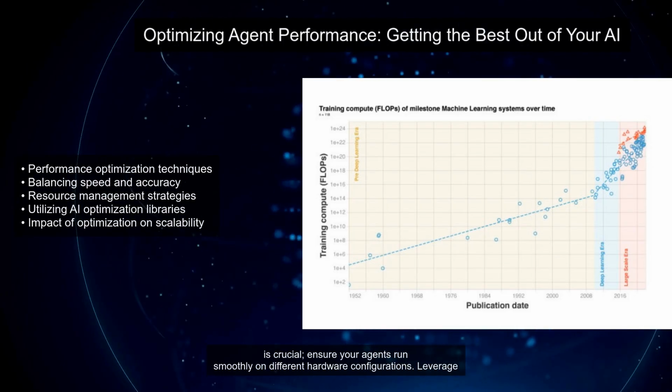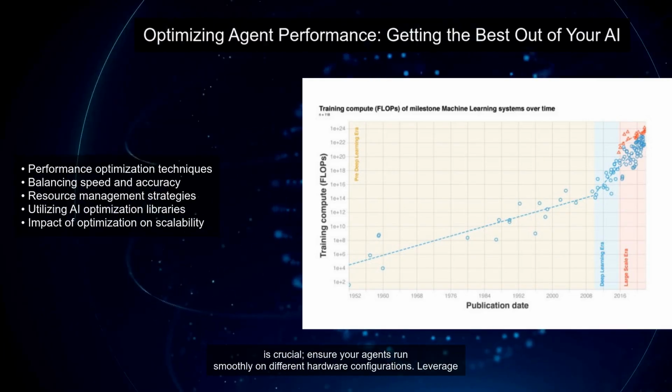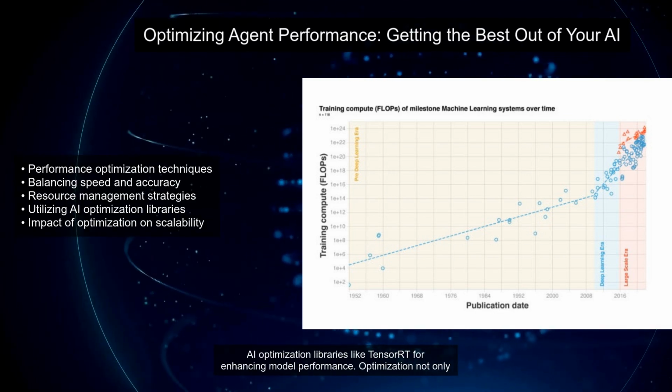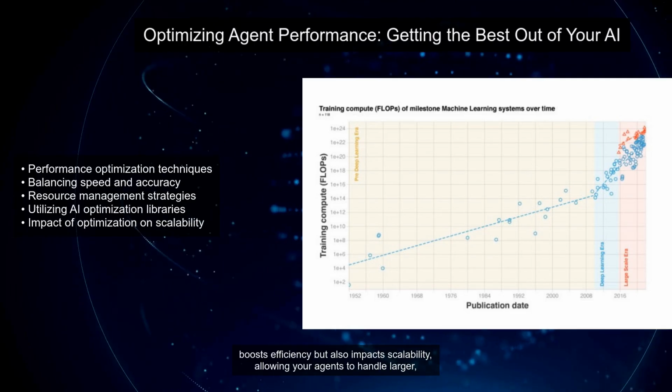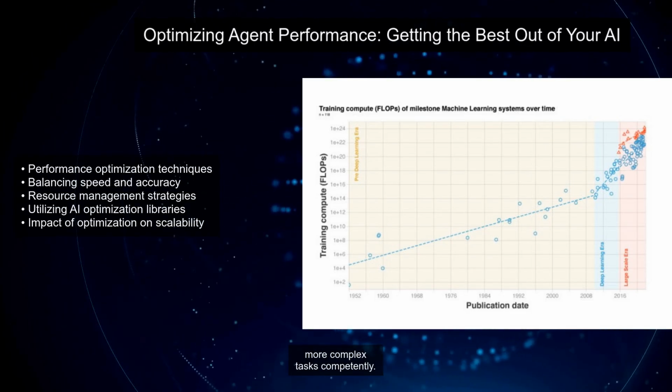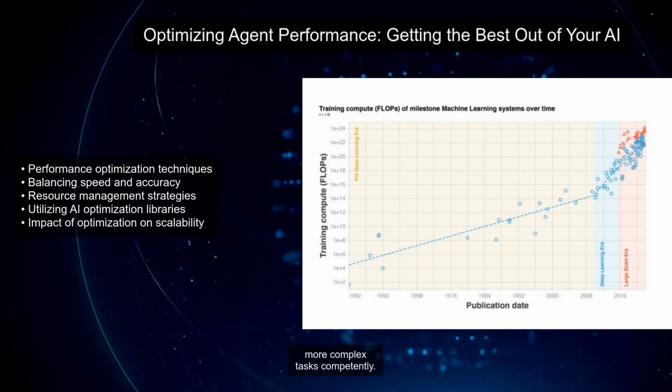Ensure your agents run smoothly on different hardware configurations. Leverage AI optimization libraries like TensorRT for enhancing model performance. Optimization not only boosts efficiency but also impacts scalability, allowing your agents to handle larger, more complex tasks confidently.